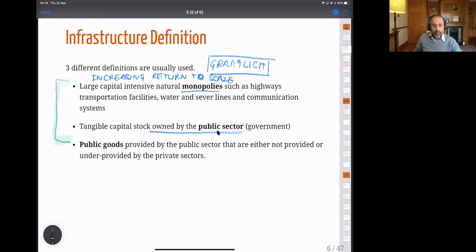Any questions? No. Right. Okay. So we got the definition of infrastructure out of the way.